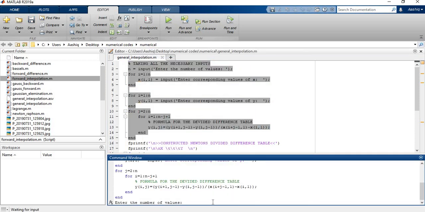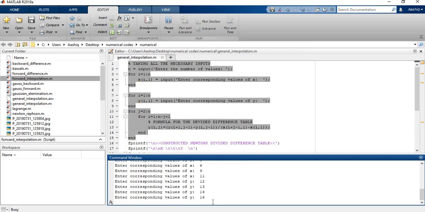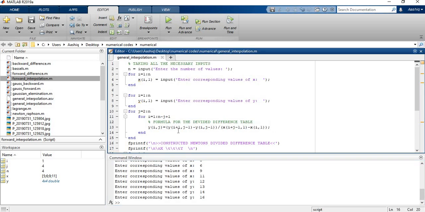And I would like to enter 4 values of x: 5, 6, 9, 11, and y values are 12, 13, 14, 16. My divided difference table has been constructed. I just need to print it. Now I would like to tell you how I constructed my divided difference table.